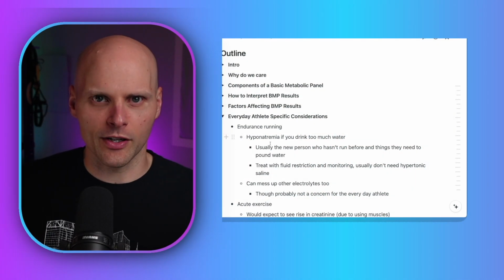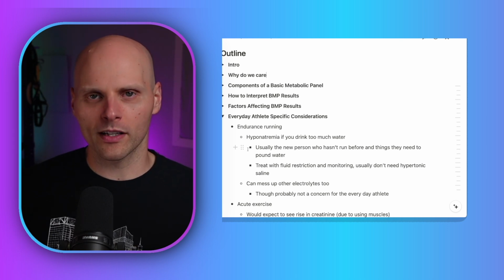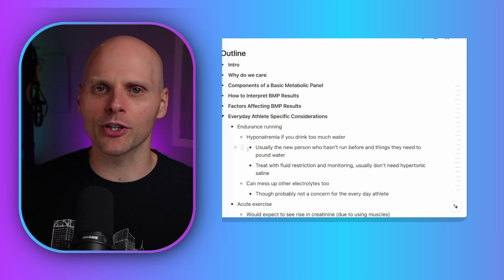And so, yeah, the things you eat and the things you drink can have an impact on what is going on with your BMP. And now I want to specifically talk about our everyday athlete-specific considerations. What I mean is people who work out don't have to be elite athletes, but I want to talk about what lab abnormalities we could see or expect in these people.